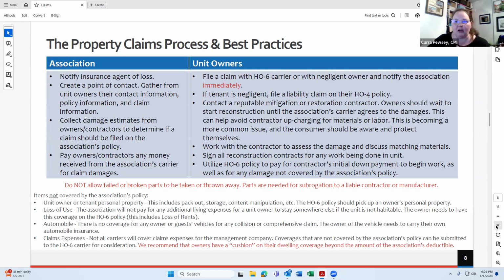Correct. So I have a question. It's more clarifying. So with that charge from the CMI, that would be directed to the homeowner's insurance policy. Is that right? It can be, right?